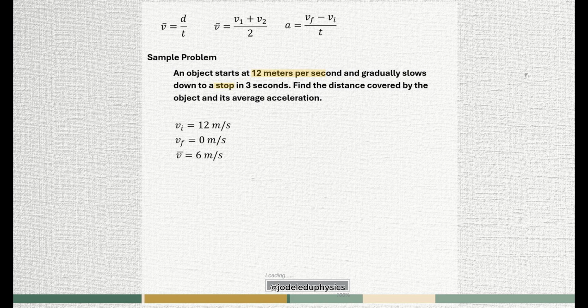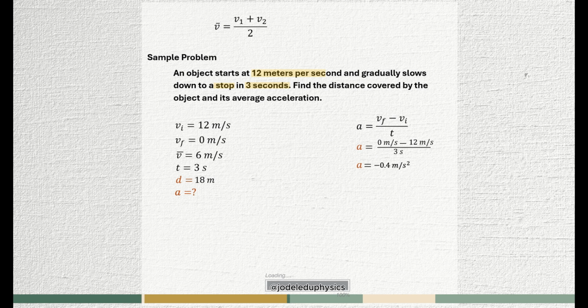Next, let's complete our list of known values by including the time, which is 3 seconds. We also need to list the required quantities, distance and acceleration. When the problem is organized this way, the solution often becomes more apparent. Understanding these symbols in kinematics, along with some basic math, can make problem solving much easier. From the given information, you can quickly calculate the distance since you know the average speed and time. In this case, the distance covered is 18 meters. Similarly, you can find the acceleration using the initial and final speeds and the time. The acceleration is negative 4 meters per second squared.